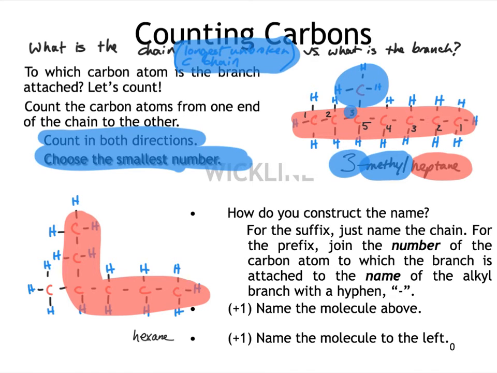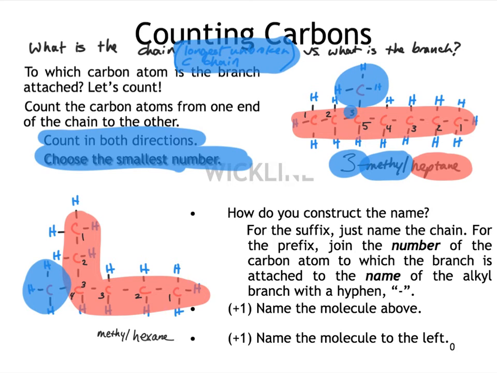So first of all, the branch is here. It's clearly a methyl branch because it has only 1 carbon. And to get a firm location, we need to count the carbons from both directions. So starting at the top, we have carbon 1, 2, 3. And if we started from the right, we would have carbon 1, 2, 3, 4.